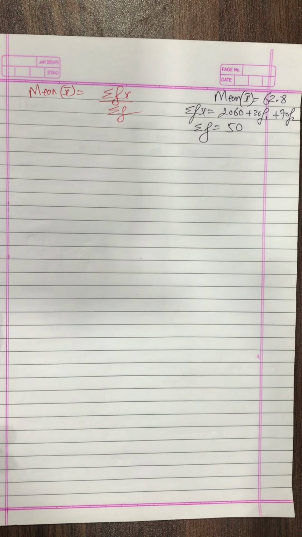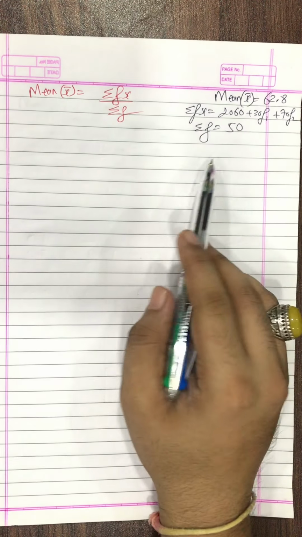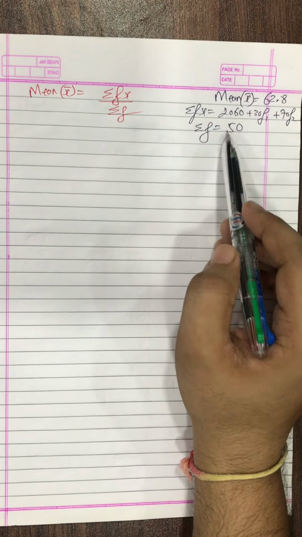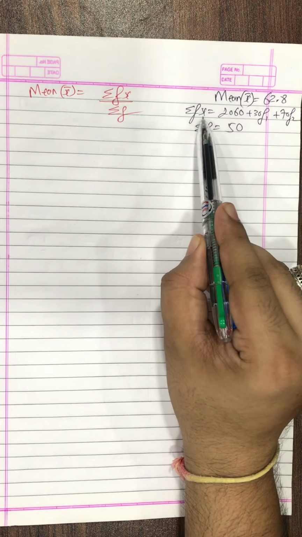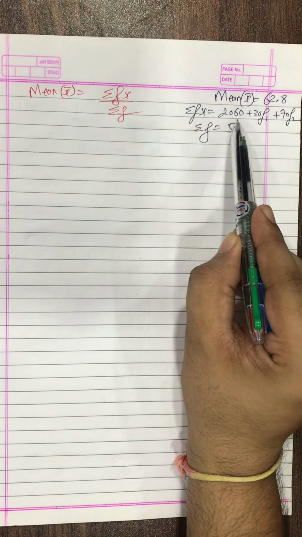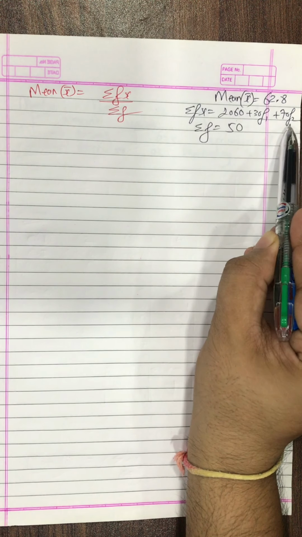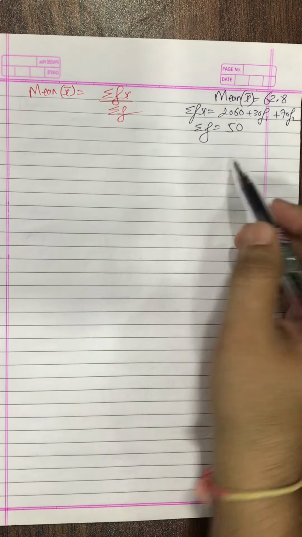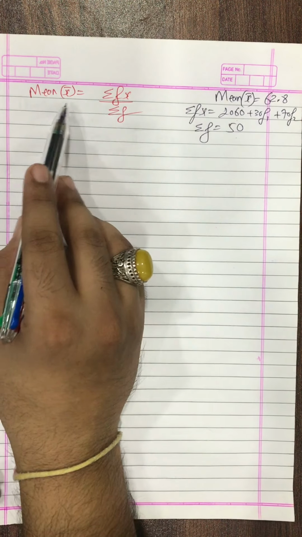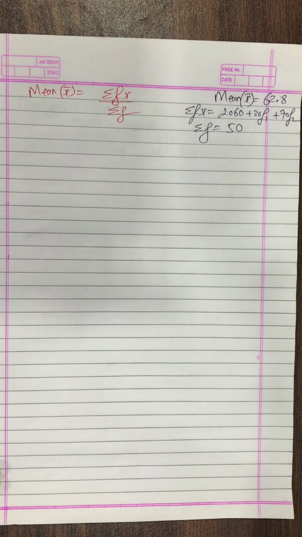Okay, students, please pay attention over here. Because I have changed the page, I have copied for you all the mean x bar given to us in the question, 62.8. Summation fx, the value from the table, we got as 2060 plus 30 f1 plus 70 f2, and summation f was given in the question as 50. This is the formula for mean x bar according to the direct method. Now I'll just apply the formula, students.